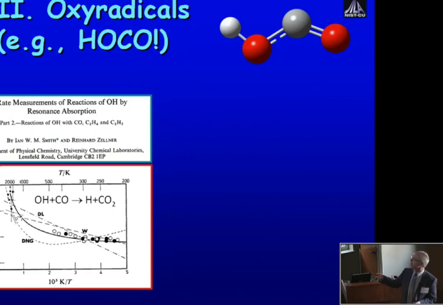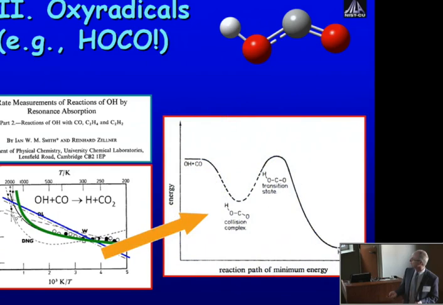So this is one of my favorite combustion intermediates. I have Bill Green here. This is HOCO. And HOCO, for those of you that don't know, is incredibly relevant in the oxidation of CO in combustion. Not that there's a lot of combustion in the interstellar medium, but there's for sure going to be a fair amount of HOCO, one would imagine.